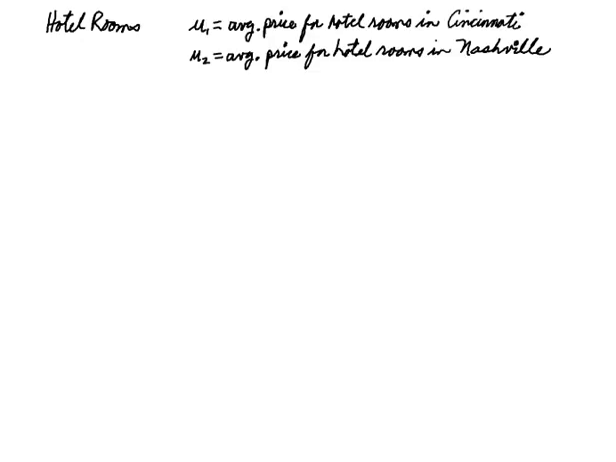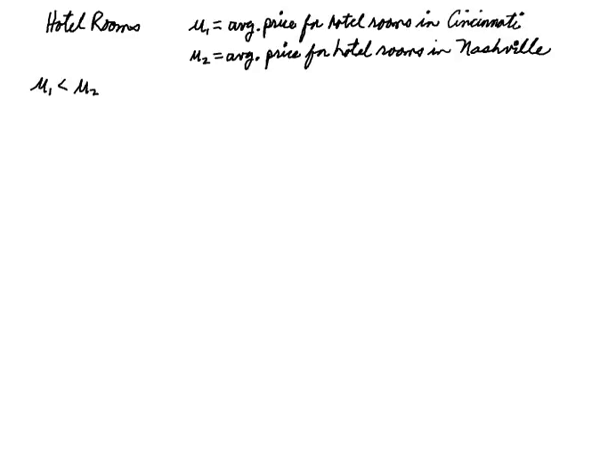Okay, we want to return to the problem that we were just working on for confidence intervals and run a hypothesis test. What we would like to show is that the average price for hotel rooms in Cincinnati is less than the average price for hotel rooms in Nashville. To do that, I'm going to set up a null and alternative hypothesis. Now, again, what I want to show is that mu1 is less than mu2.